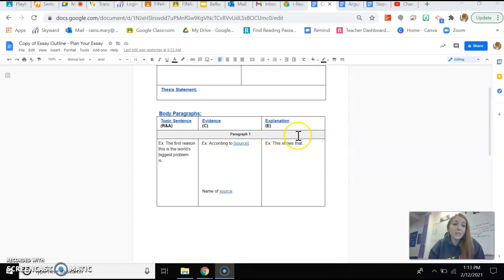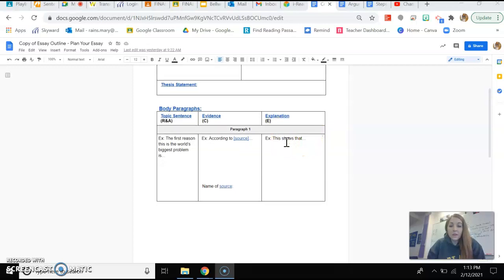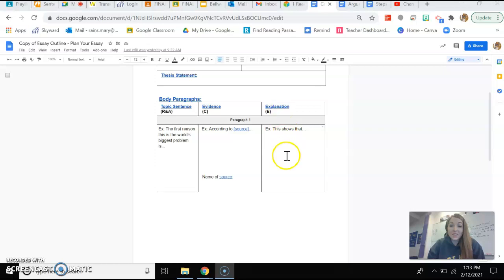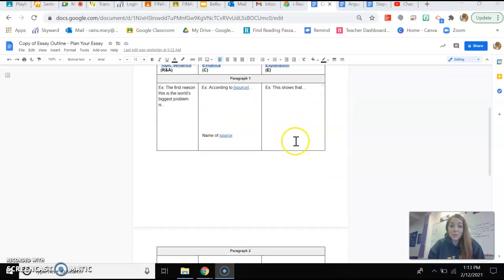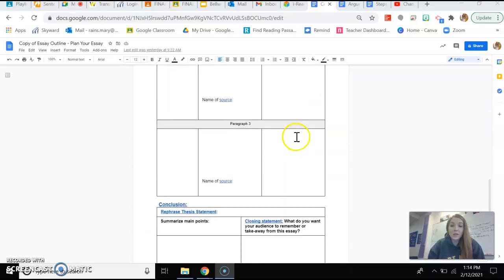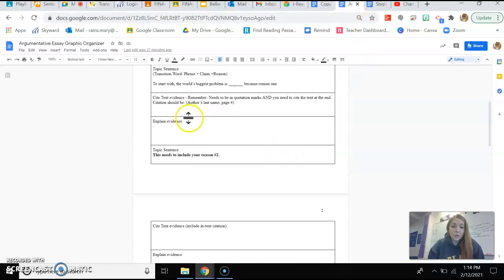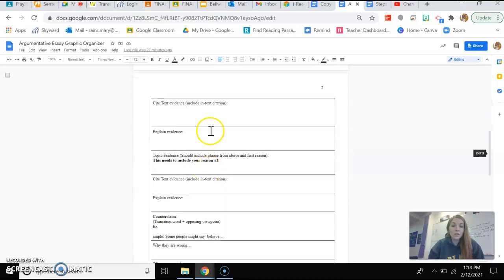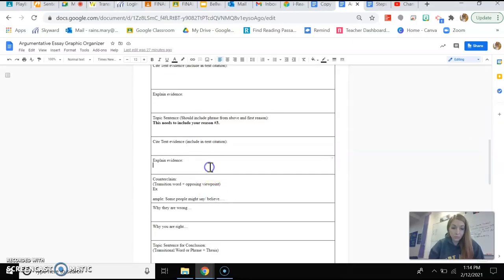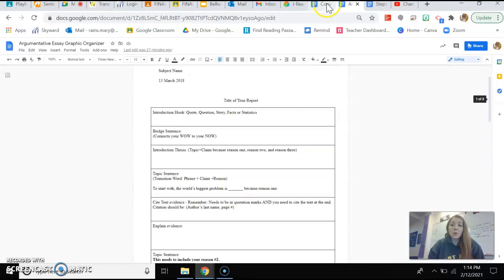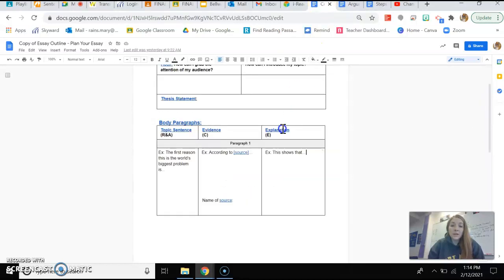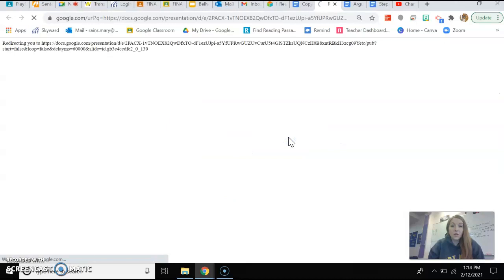On this template, it is this column right here, explanation for the first body paragraph, second, and third. And then on this template, you will find it after every one of your cite text evidence boxes, just like that. Okay. So what is the explanation of the essay?